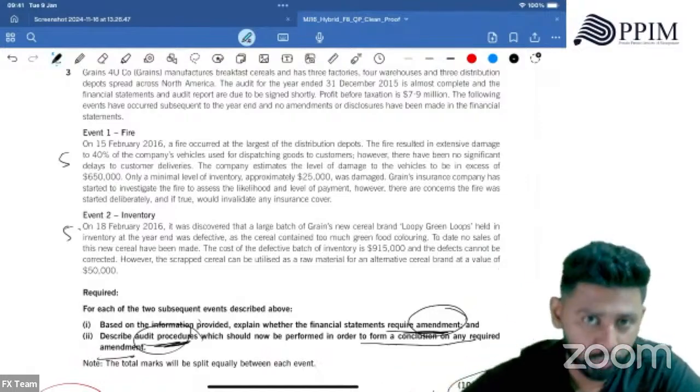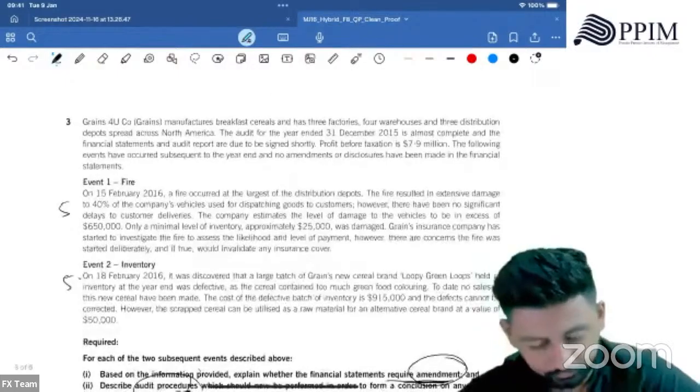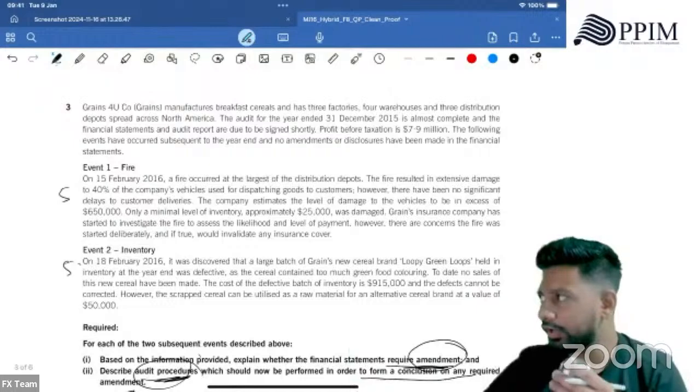And how are you going to write? How are you going to get your 5 marks? I'm going to explain it to you now. First, read the scenario on your own, and give me a done.